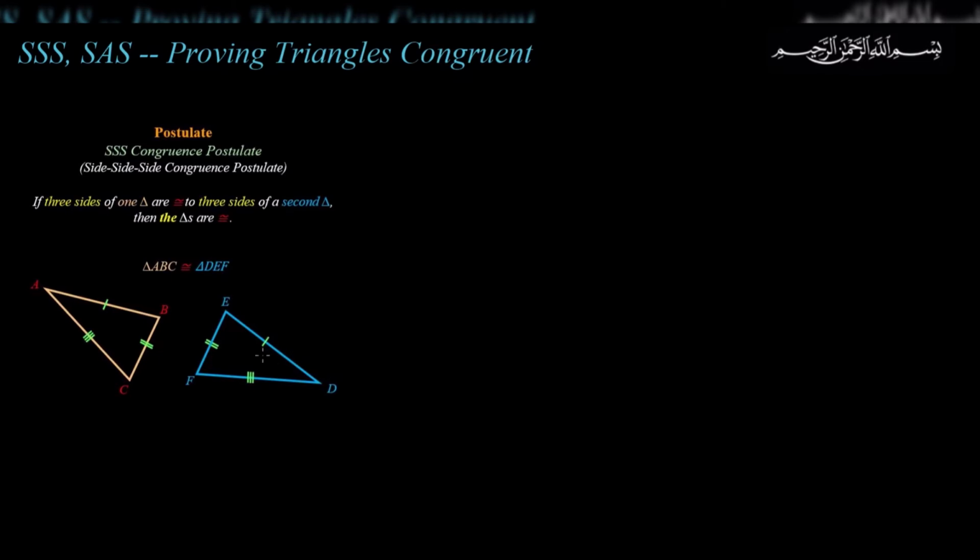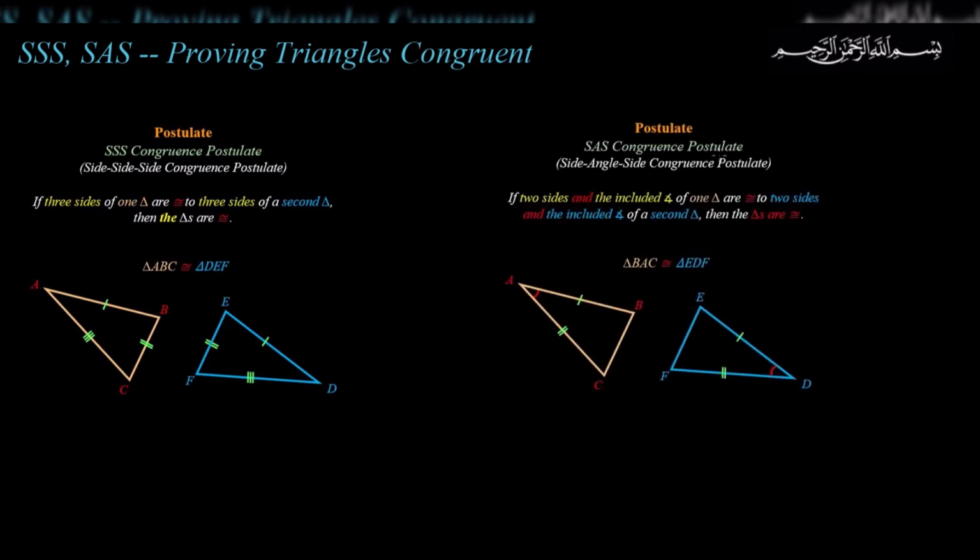So this is the side congruence postulate. That's easy enough. The next postulate that we learn, and I'm going to just share that with you before we do some examples, is this one. This one is the side angle side congruence postulate. So side angle side triangle congruence postulate, or side angle side congruence postulate. Okay, SAS. Now, this one states the following.